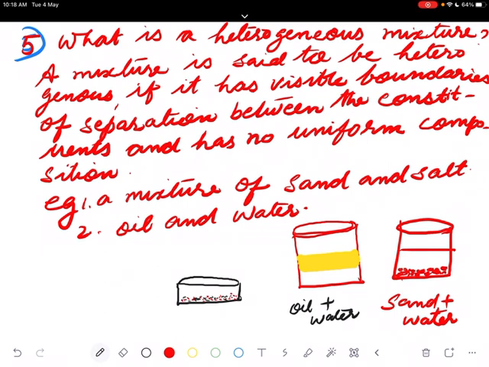So what is a homogeneous mixture? What is a heterogeneous mixture? In a homogeneous mixture, different constituents exist in a single phase. In a heterogeneous mixture, maybe same phase, maybe different phases, with no uniform composition and visible boundaries of separation. So that's about homogeneous and heterogeneous mixtures. You can have a question: differentiate between homogeneous and heterogeneous mixtures. You can write what characteristics are there for each.